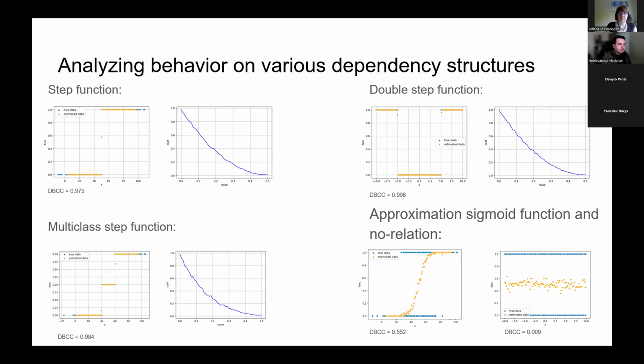We tested DBCC on synthetic datasets with various types of dependencies between a continuous feature and categorical labels. Here are some examples. A step function where each interval maps to one of two classes, a double step function where class labels alternate more than once, a multi-class step function with three distinct class segments, a sigmoid function which approximates a soft boundary between classes, and a case with no relationship at all. You can see the coefficient results on the slide. In all of these cases, the DBCC successfully detected the strength of dependency.